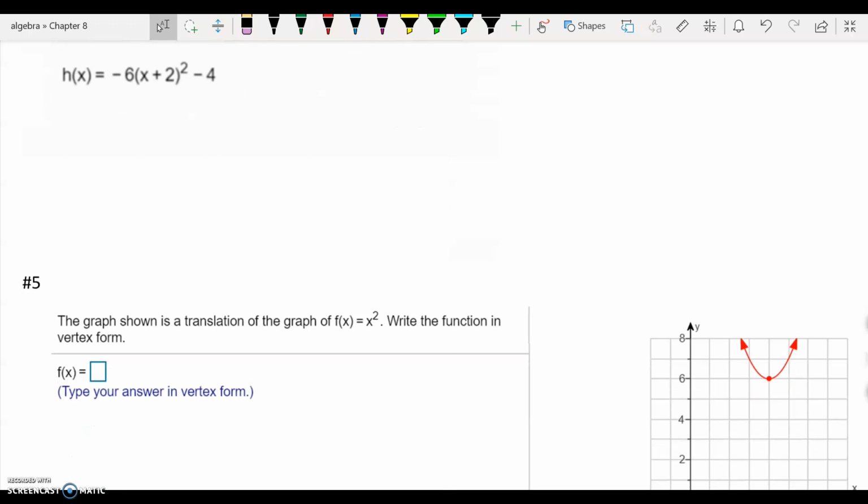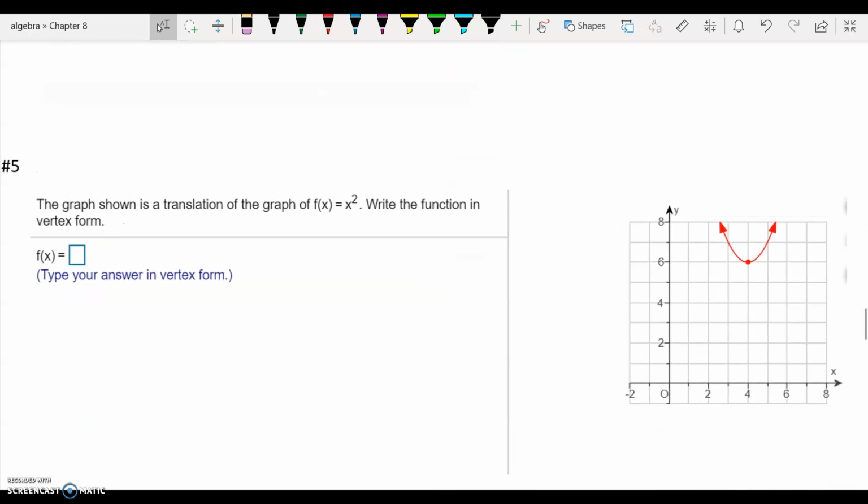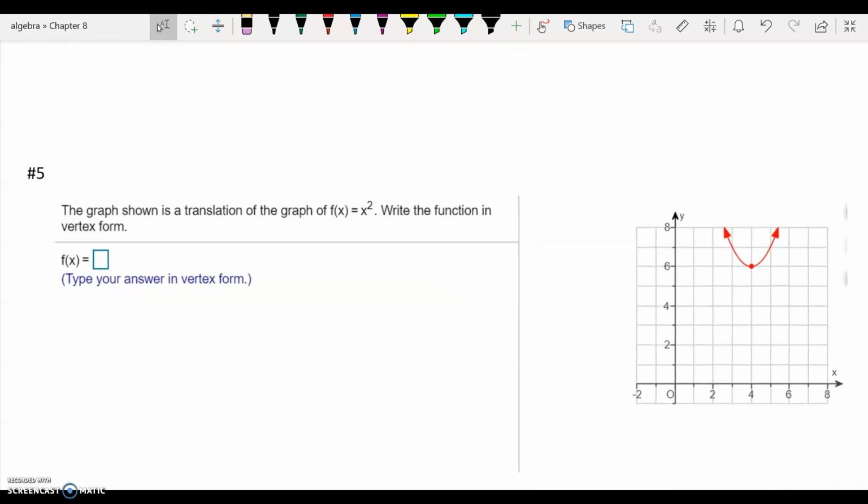Okay, now we're on to number 5. So I want to talk about number 5. It says, the graph shown is a translation of the graph of f(x) equals x squared. Write the function in vertex form. Remember, vertex form is this right here, guys. a(x minus h) squared plus k.